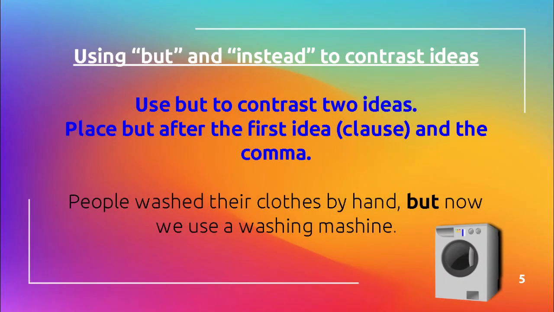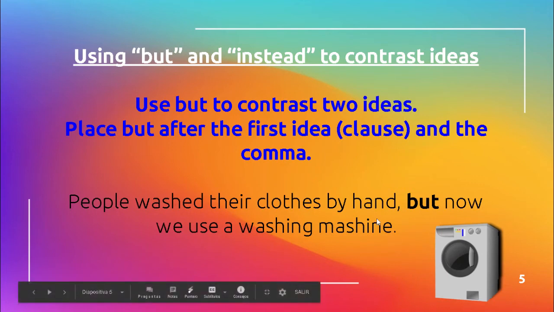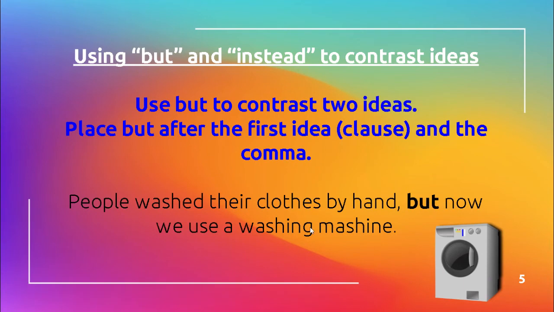Using but and instead to contrast ideas. Use but to contrast two ideas. Place but after the first idea or the first clause and the comma, right? So people wash their clothes by hand, comma, but now we use a washing machine. So we have the first clause or the first idea, and then we have a comma to separate from the next or the following idea that we're going to contrast with. And but is helping us emphasize that contrast. Good.